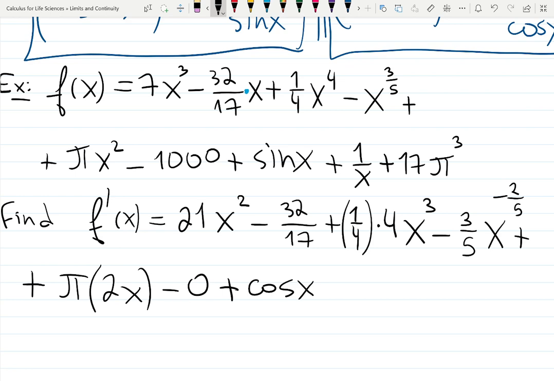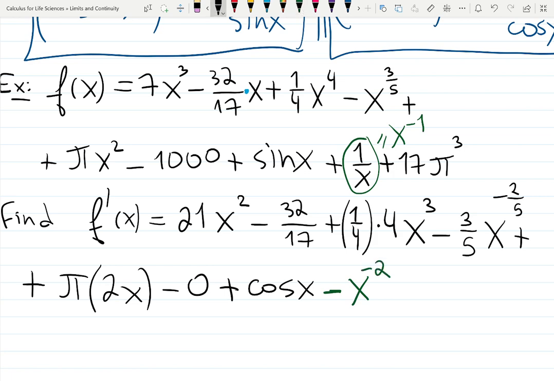1 over x, we did it already. Who remembers the shortcut? Minus 1 over x squared. But if you do it slowly, you take a pencil right now. You do like so. This is x to the minus 1. Minus 1 goes down. X will be raised to the minus 2. And you can keep it like this.